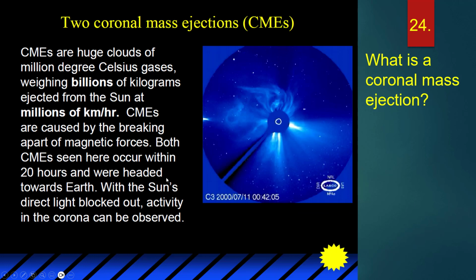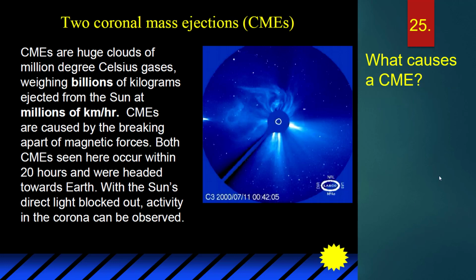Coronal mass ejections, CMEs. CMEs are huge clouds of million-degree Celsius gases weighing billions of kilograms ejected from the sun at millions of kilometers per hour. CMEs are caused by the breaking apart of magnetic forces. Both CMEs seen here occurred within 20 hours and were headed towards Earth. With the sun's direct light blocked out, activity in the corona can be observed. Question 24. What is a coronal mass ejection? Question 25. What causes a CME?